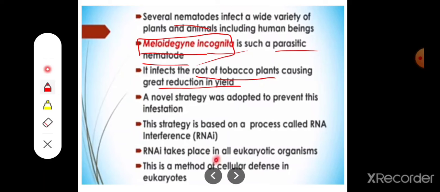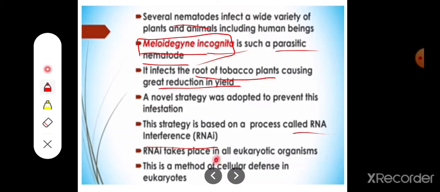A novel strategy was adopted to prevent this infestation. So they came up with a new method so that this parasite does not attack the tobacco plant. This strategy is based on the process called RNA interference. They started working using this RNA interference to produce pest resistant plants.